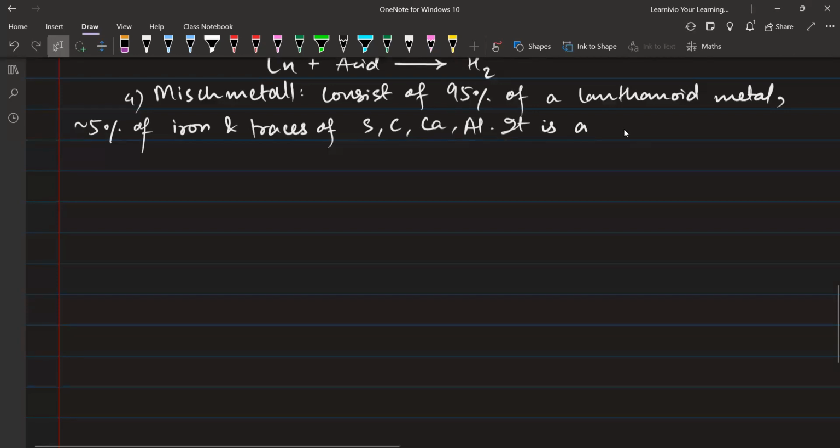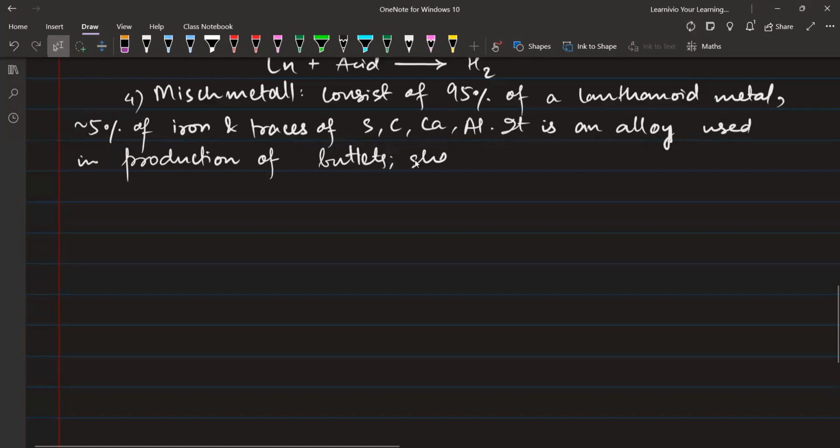It is an alloy used in production of bullets, shell, and lighter flint. ठीक है, this is quite important. After that, you will write the heading actinides.